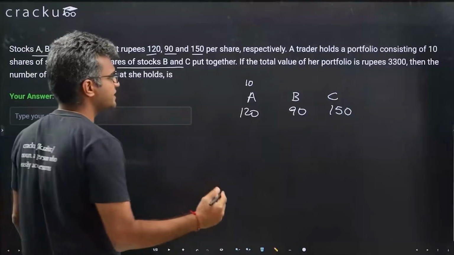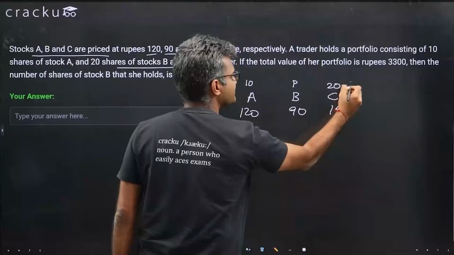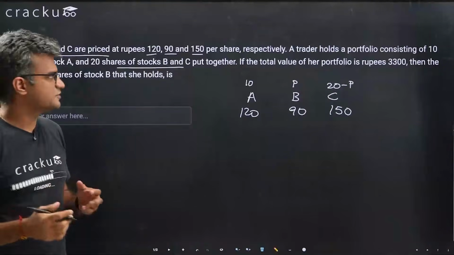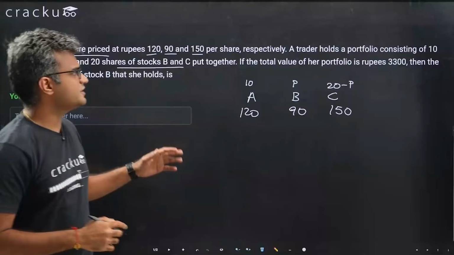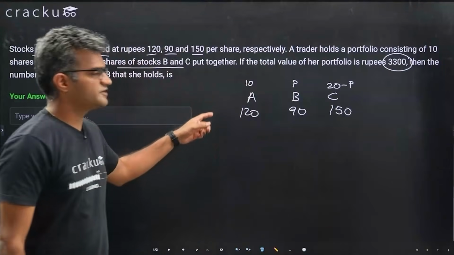Now, a trader holds 10 stocks of A and 20 stocks of B and C put together. So let us assume that he has, say, P stocks of B and therefore he'll have 20 minus P stocks of C, because the total number of stocks of B and C together is 20. The total value of her portfolio is 3,300. So what is the total value of the stocks of A?